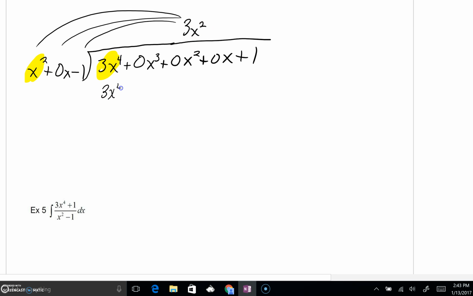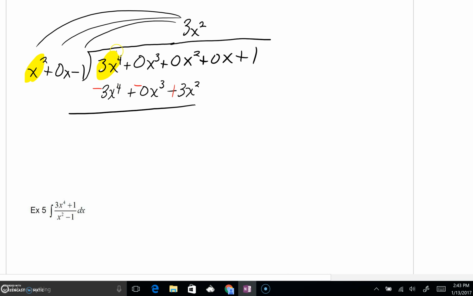3x squared gets multiplied to x squared. That's 3x to the fourth. 3x squared times 0 is just a 0. That's 0x cubed. 3x squared times minus 1, that's a minus 3x squared. But what do we always do after we've multiplied through? We subtract. Subtracting, we know in algebra, is really adding the opposite. That's what it means to subtract. It means to add the opposite term. So just change all those signs. I've detailed that in red.